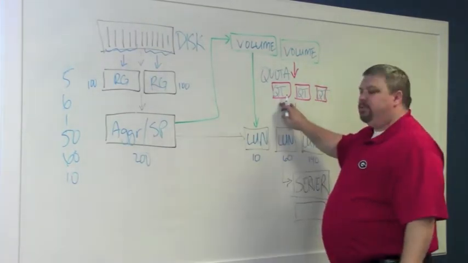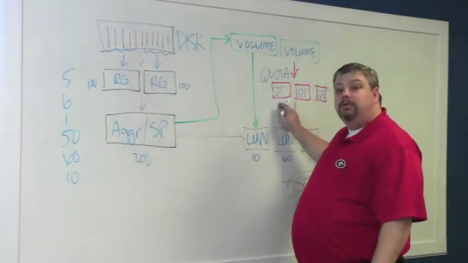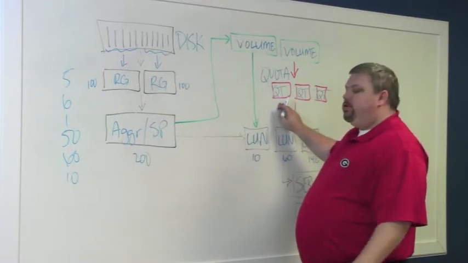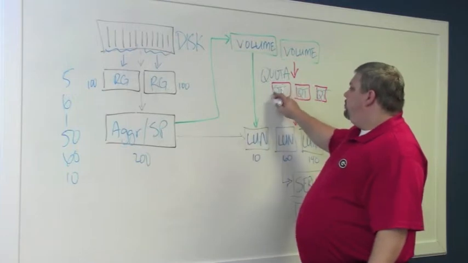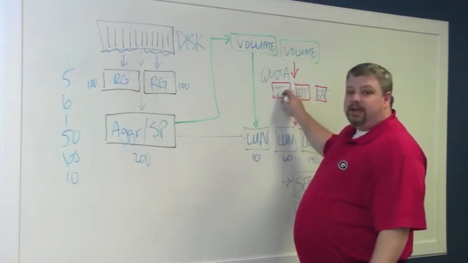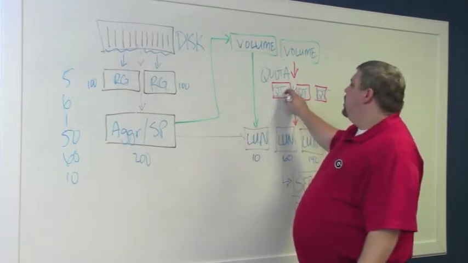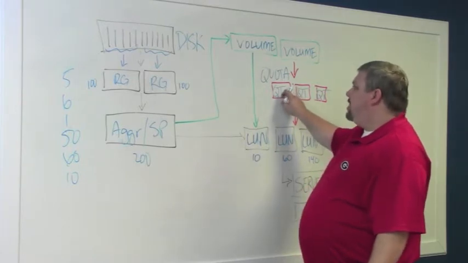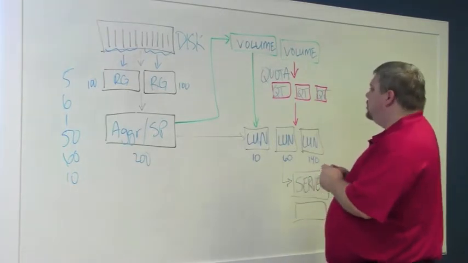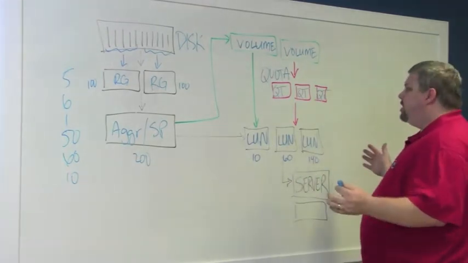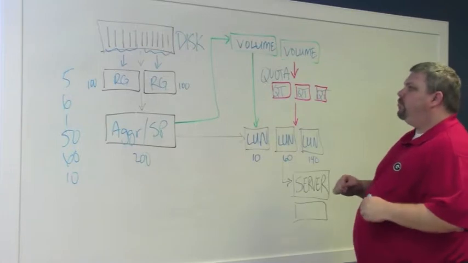A lot of times where we use these is for user home directories. You give each user 5 gigs of storage, and you link this to Active Directory, and each user gets 5 gigs of storage, and that way you never have to worry about this volume running out of space. So that's a little bit about how the storage system works.